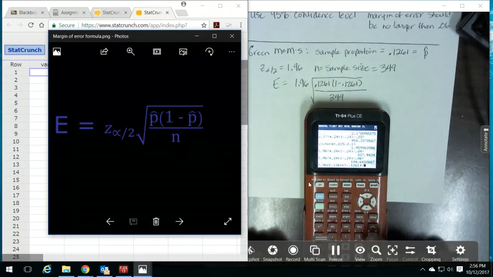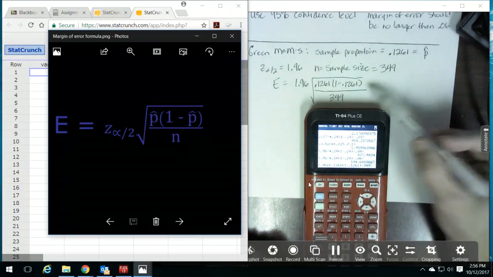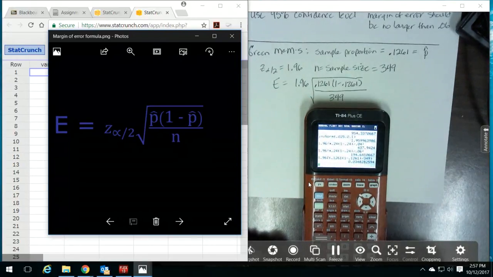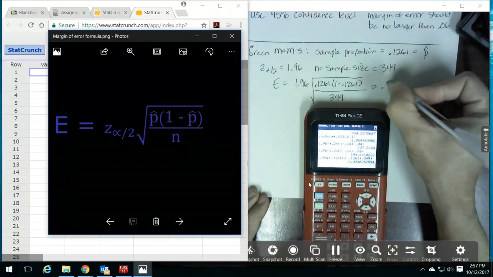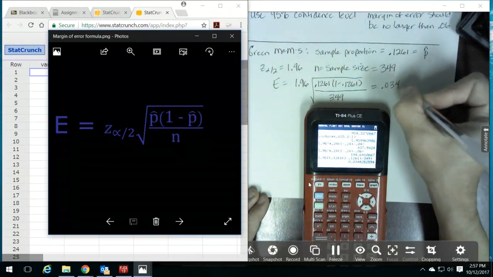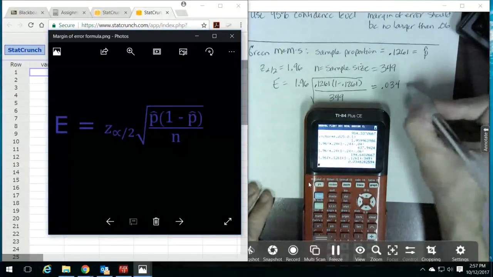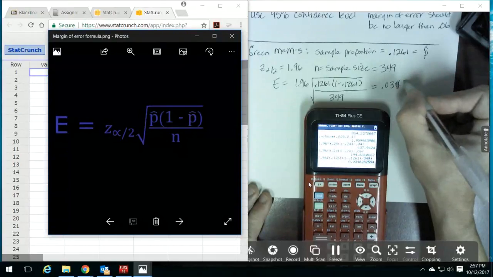The only thing about this is that you have to be careful how many parentheses you put in there. So notice I did put parentheses around the 1 minus 0.1261, just like it was in my formula. And then I need another parentheses at the end. Okay, so that gives me 0.034. And for your margin of error in this, you should round it to 3 decimal places. Oops, which would be 0.035.